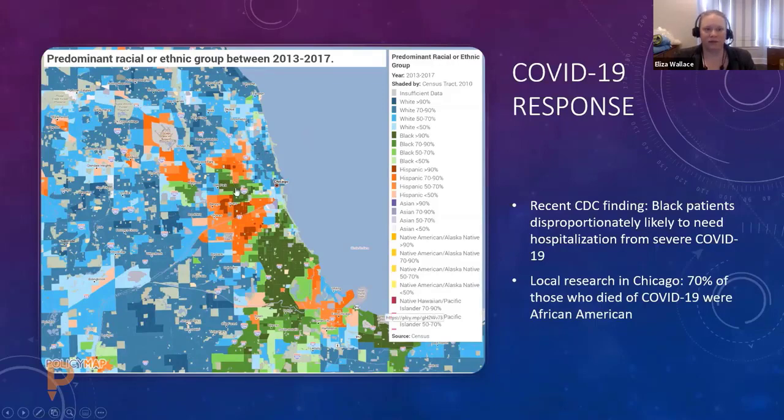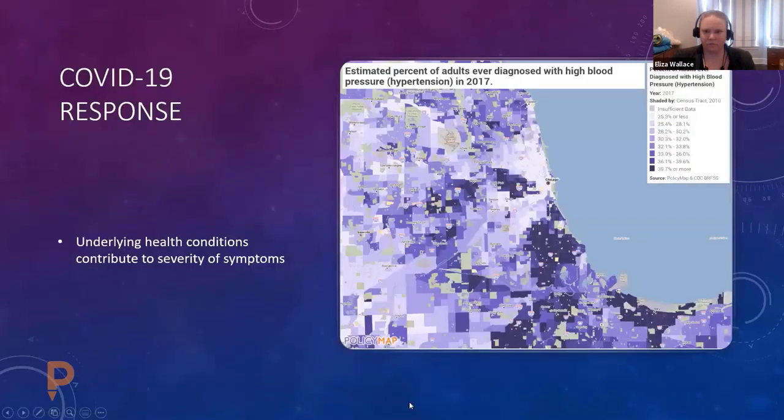What I've shown you here is a zoom in of Chicago. This is a map of predominant race and ethnicity in Chicago. You can see the northern area, which is predominantly white. You can see 2 areas that are predominantly Black and another 2 that are predominantly Hispanic or Latino. So just keep that in mind as you look at another map.